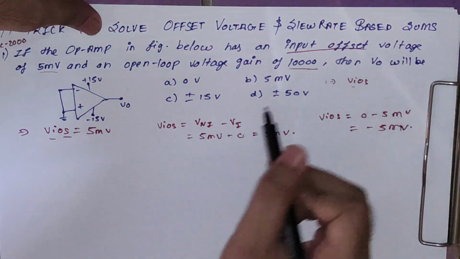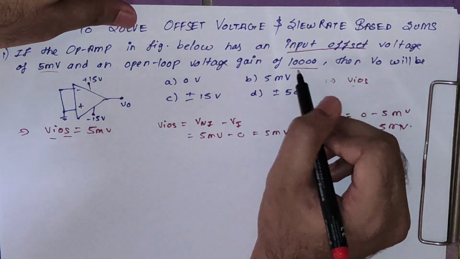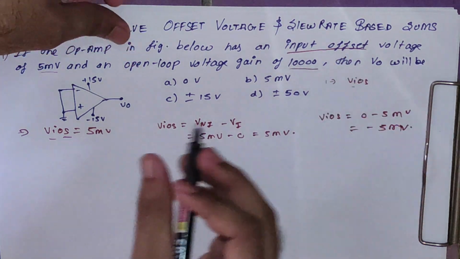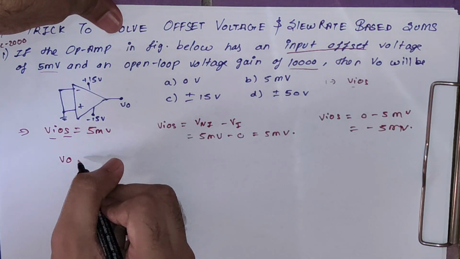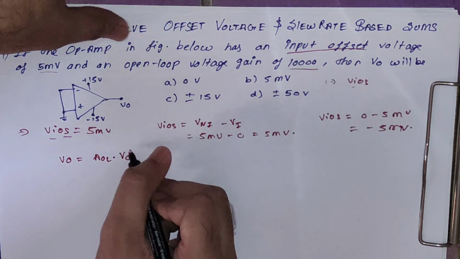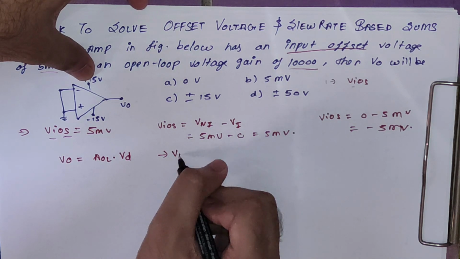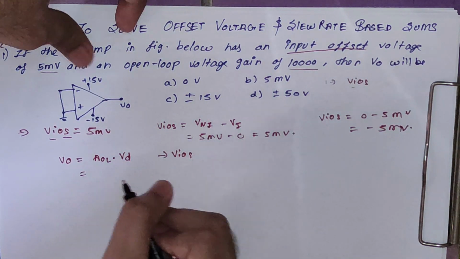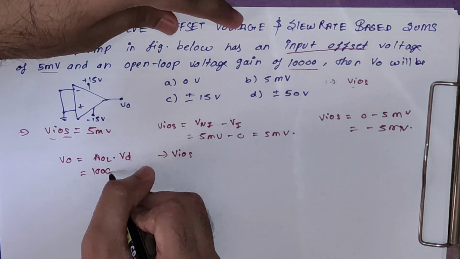Here the voltage gain is given as finite, so we can't use the direct voltage gain formula; we have to use this formula. VO is equal to A open loop gain into VD, and this difference in the input terminals is VIOS. Now AOL is 10,000, right?